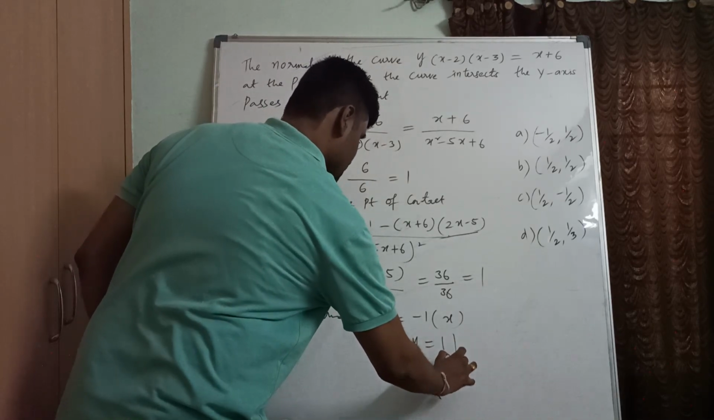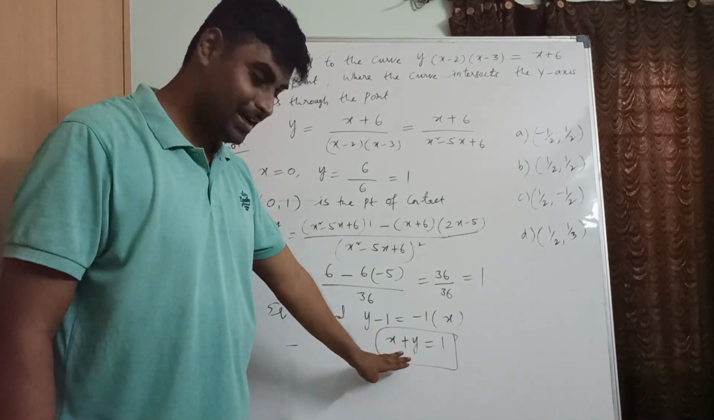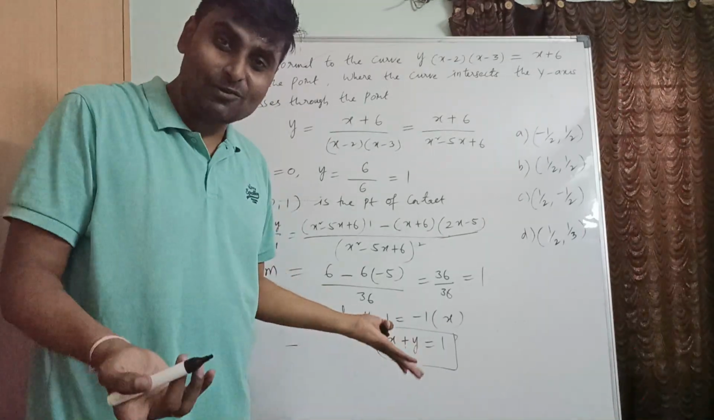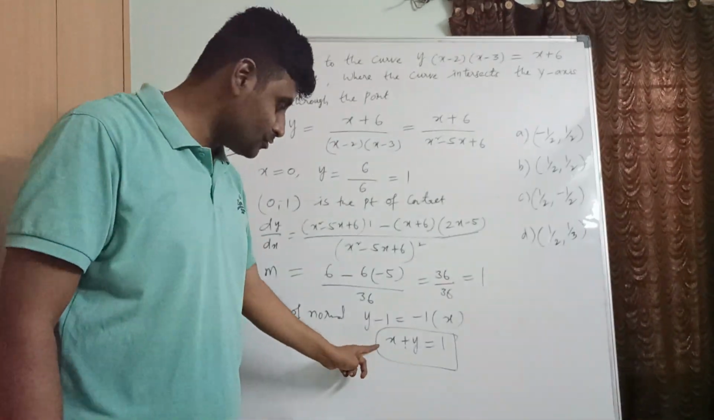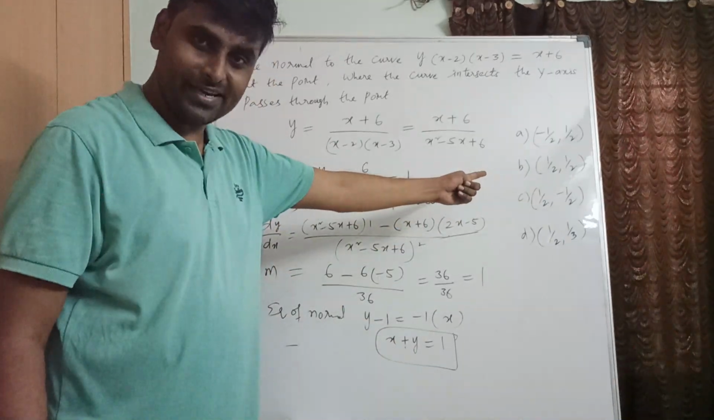x plus y equals 1. That's it. So this is my equation of normal. Correct? So can I verify the option? It's very easy. Something plus something equals 1. So when you look at the sum of two numbers is 1, half plus half is 1. It's very easy to observe.